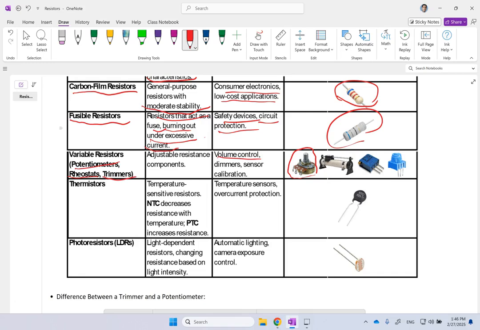And it's a variable resistor based on the location of this dial. The amount of the resistance that goes from one side of it to the other, the amount of the resistance that is between input output will change.